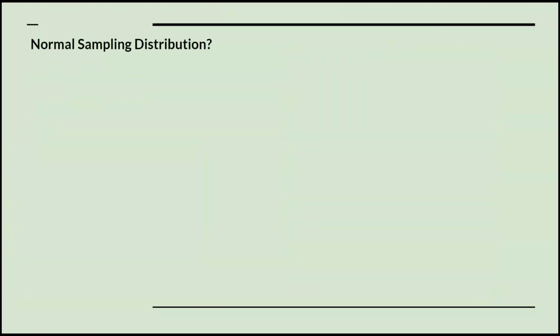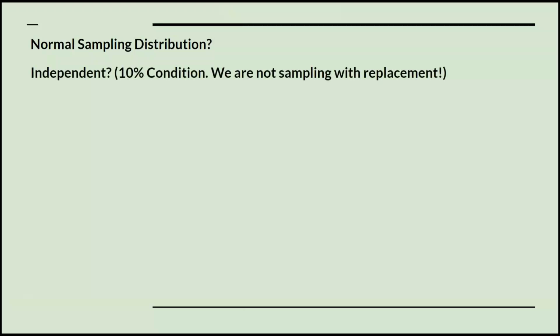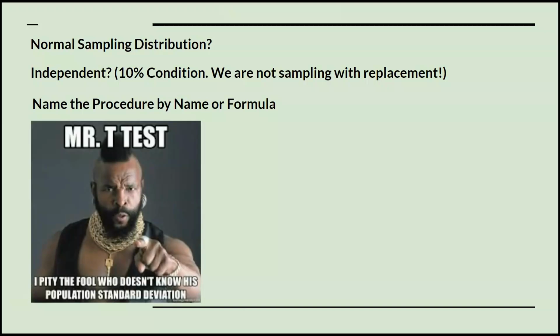So we walk through the other conditions for inference. We are sampling without replacement. We are not putting the chips back. And we start to name the procedure. And sadly, yes, I do have to tell my students who Mr. T is. I pity the fools.